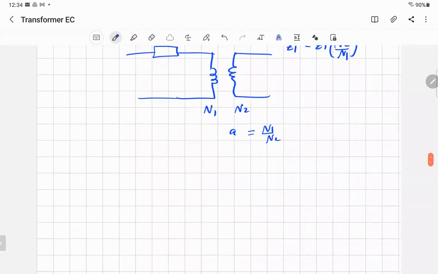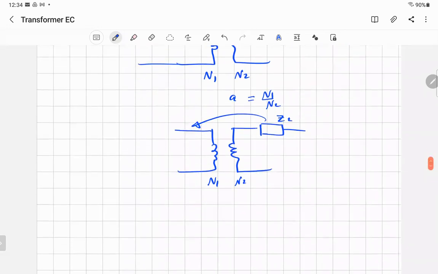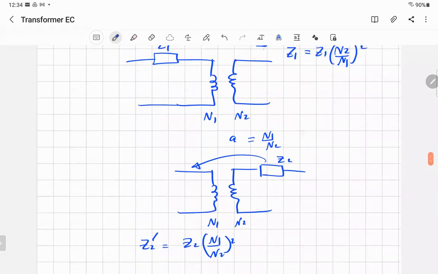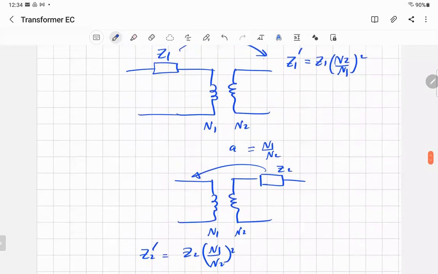What if you have an impedance on the other side? That's N1, that's N2, so that one we call Z2. And I want to refer it here. I find the equivalent. Okay, I'm going to N1. So I will call it Z2 dash, and the equivalent will be equal to Z2 times N1 over N2 squared. It's just simple. Don't worry about A if it bothers you.